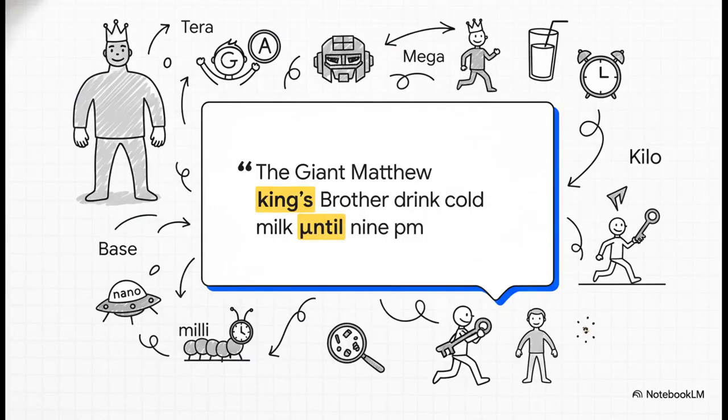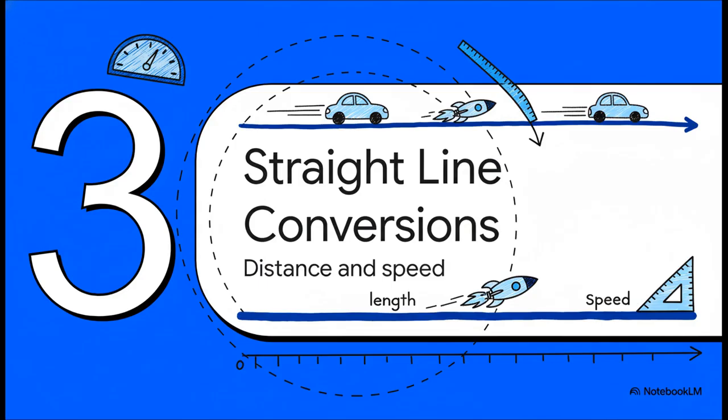Now, you might be wondering, how am I supposed to remember the order? Well, I've got a great little trick for you. It's this silly sentence. The giant Matthew King's brother drink cold milk until 9 p.m. Kind of weird, I know, but the first letter of each word gives you the prefix tera, giga, mega, kilo, base, and then down to milli, micro, nano, and pico. It works.